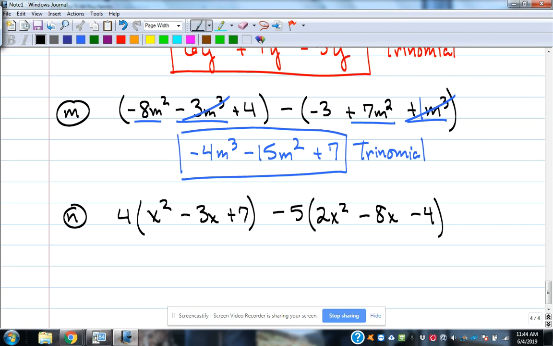So technically, what's in front of this x squared right now? Right, what's right there? A 1. So when you multiply, you're distributing this 4 to everybody that's in there. So that's going to be 4x squared. 4 times negative 3 would be negative 12x. 4 times 7 would be 28.